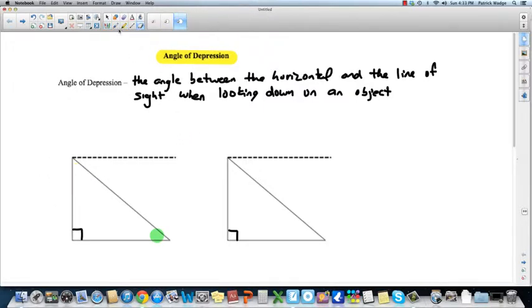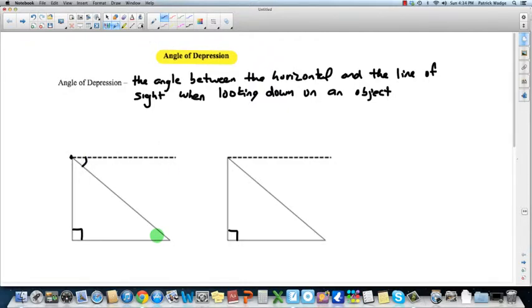The angle of depression is up here, but it's between the horizontal. Even if the dotted line is not drawn, you have to imagine a dotted horizontal line there. And the angle of depression is between that horizontal line and the line of sight. So if someone had their eyeball right in that corner, and they were looking down to this green angle here, the angle between the horizontal and the line of sight is right here. That's the angle of depression right there.